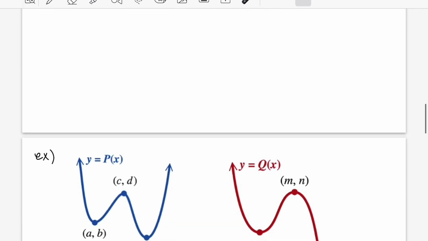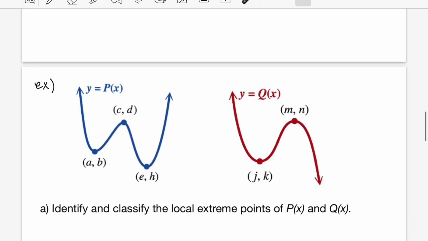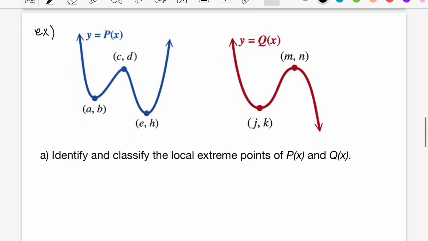Alright, so let's look at this example here. We have these two graphs, P of X and Q of X, and we want to identify and classify the local extreme points of each. So, let's do P of X here.